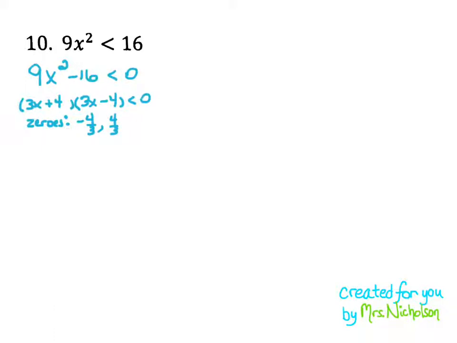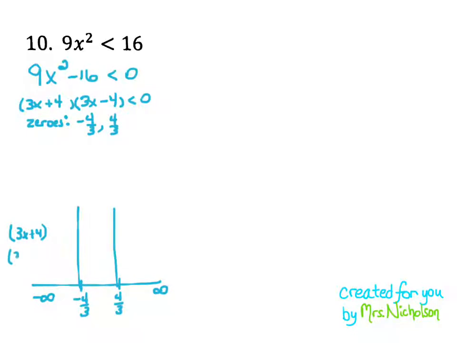So I'm going to draw my number line down here from negative infinity, negative 4/3, positive 4/3 to infinity. And I'm going to list my factors over here on the side. 3x plus 4 and 3x minus 4. And so now we're going to pick numbers that are in these intervals. Be careful with fractions. I think sometimes we tend to make mistakes about the value of what a fraction is and what numbers are bigger or smaller.